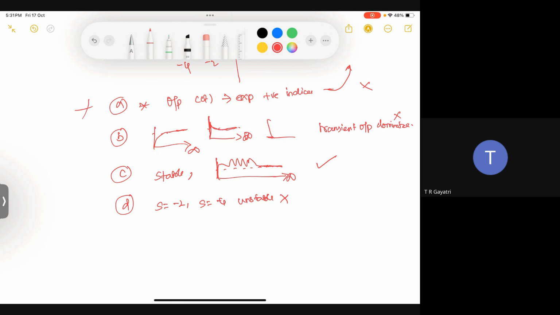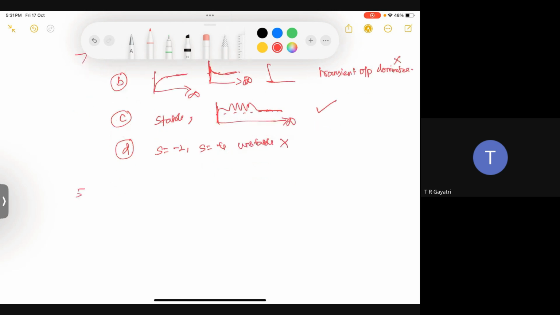Right. Following that, the fifth question: a control system is represented in the S domain. Consider the following statements regarding the pole of a transfer function derived from its characteristic equation. The first option is poles with positive real parts indicates a stable system.